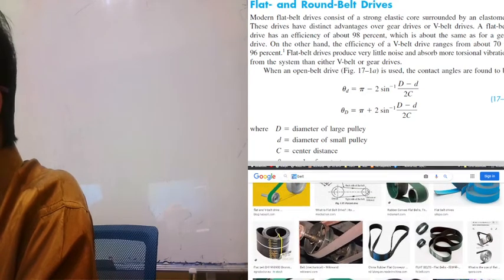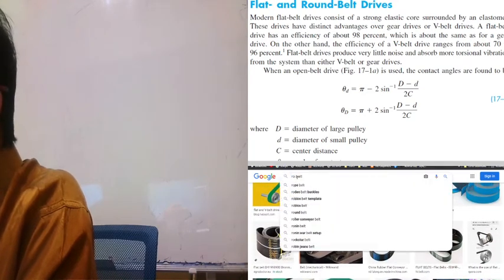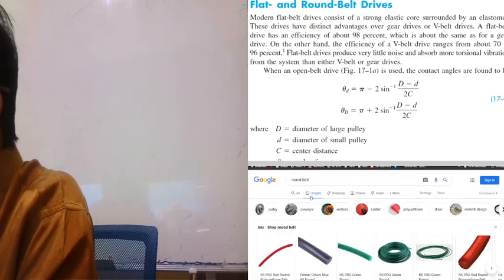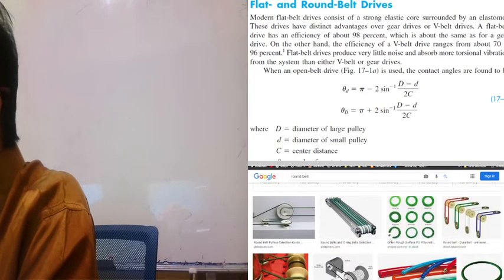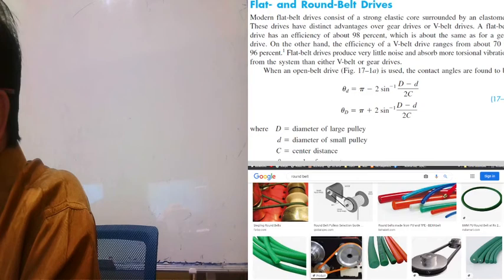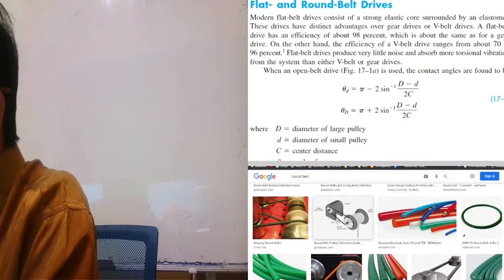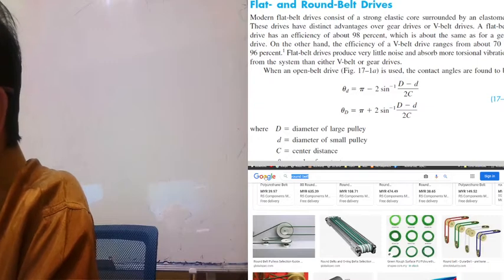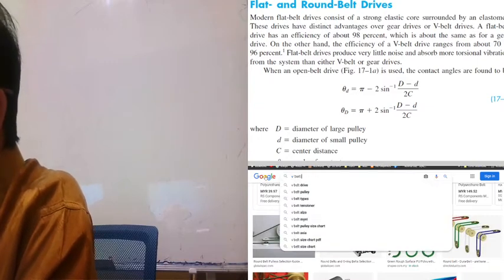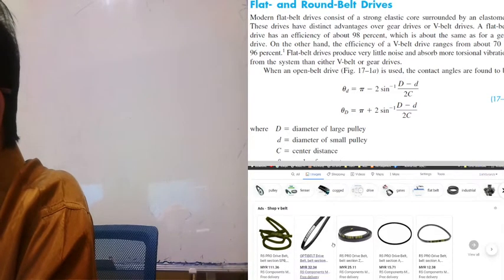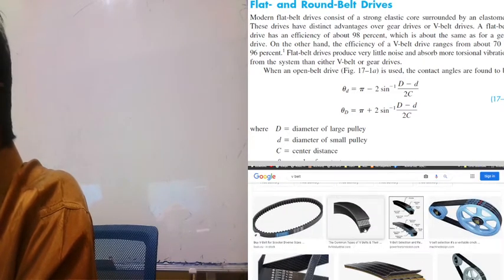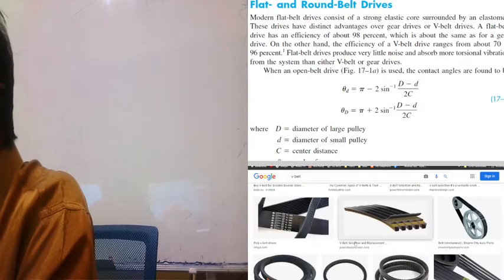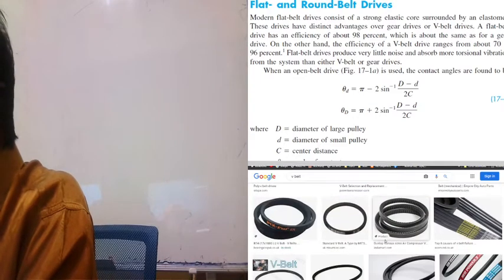Then see round belt drive. This is a round belt drive, and of course the geometry is round. You can see the geometry is round. And the last one is V-belt drive. V-belt drive has the V shape. You can see here, this is the V shape.